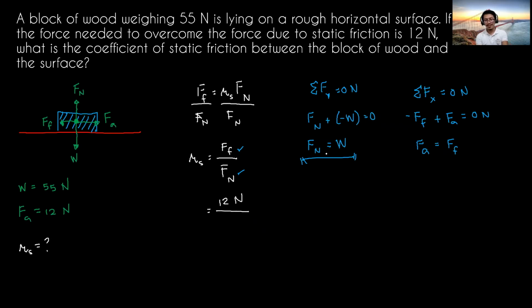Divided by Fn, which is just the weight, 55 Newton. 12 divided by 55 will give us 0.218. There is no unit, because the units cancel out. We need two significant figures, so our final answer must only contain two significant figures. That gives us mu S is equal to 0.22. There is no unit for the coefficient.